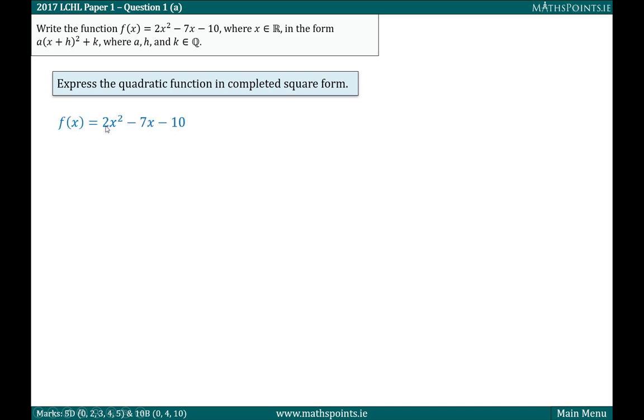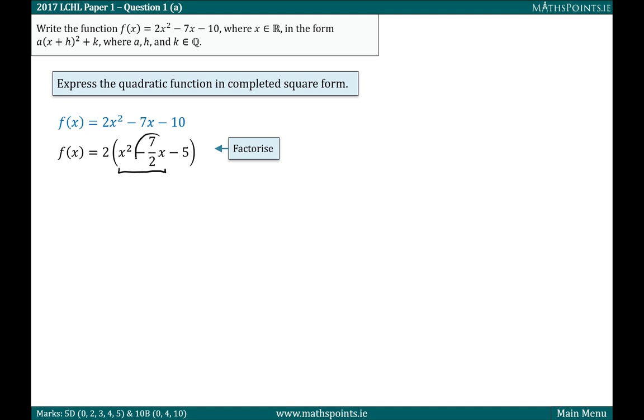So the first thing we're going to do is factor out the 2. So we have f of x equal to 2(x² − 7/2 x − 5). Now look, if you wanted to say 3.5x, 7 divided by 2 is 3.5, and we're going to leave it as a fraction. Now the next part is we write down the first two terms inside the bracket as is.